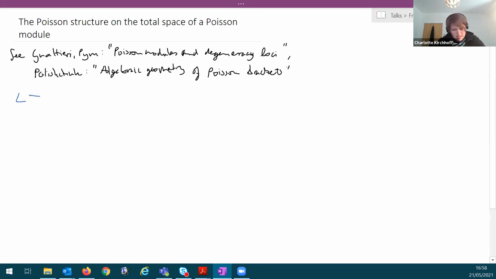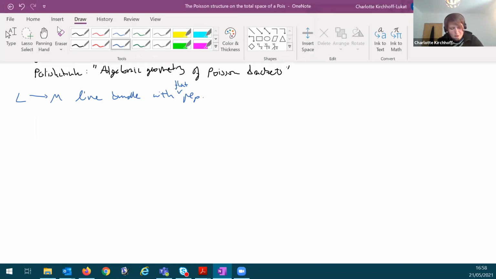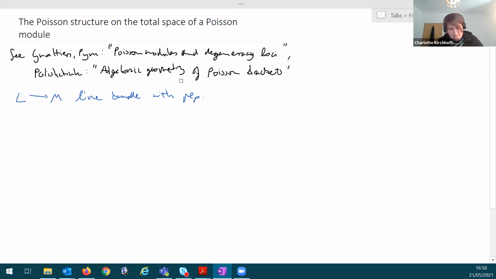So again, let L be a line bundle with a flat representation, or flat connection, sorry, I'm mixing up the two things, of the Lie algebroid. Then we have the Atiyah algebroid associated to the line bundle L.